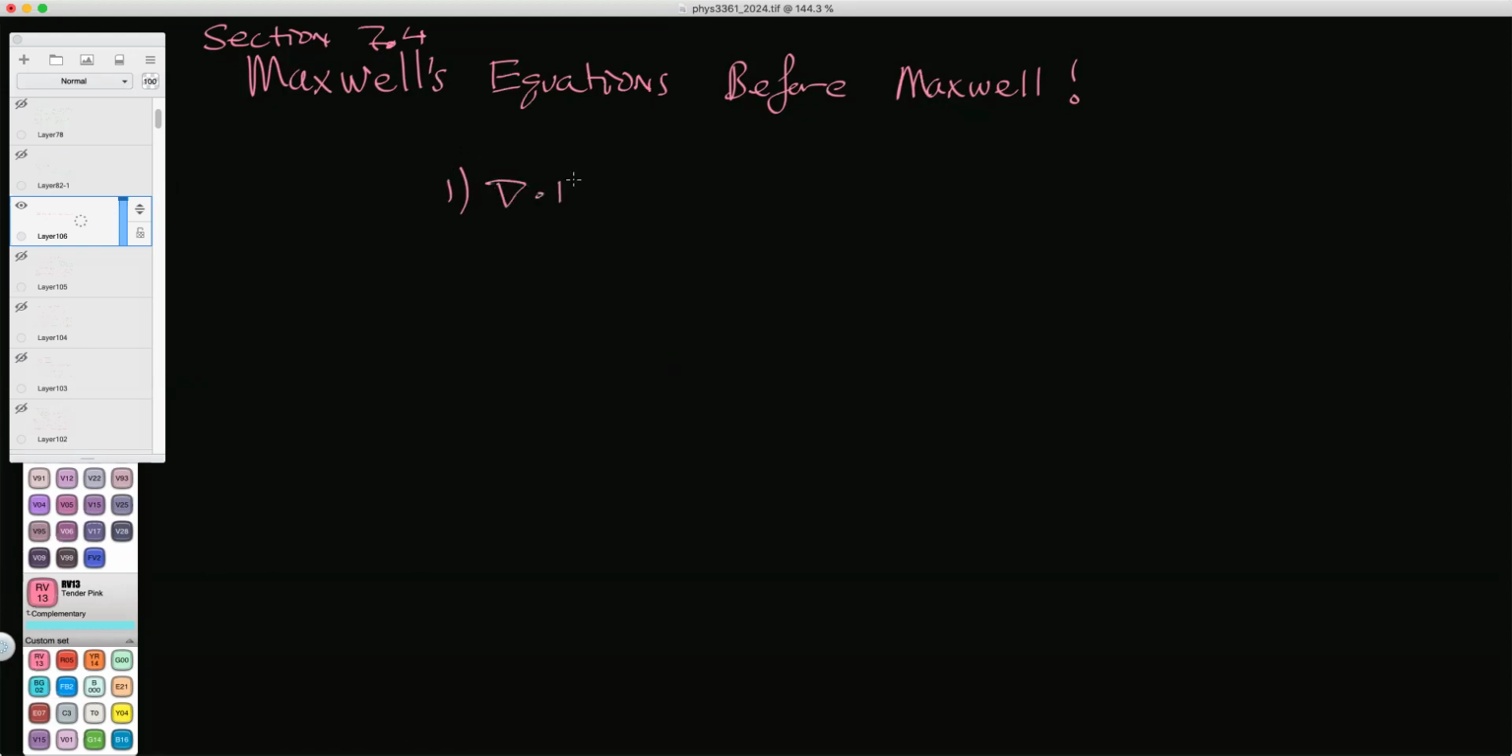So first we saw Gauss's law, right? Where rho is the charge density. This is Gauss's law. And then we saw this equation. It doesn't really have a name, but I would call it no magnetic monopoles. That's what I call it.